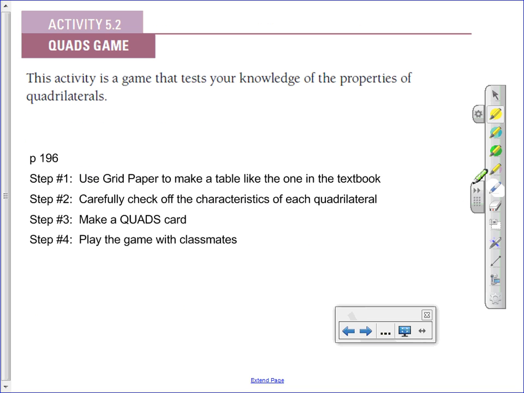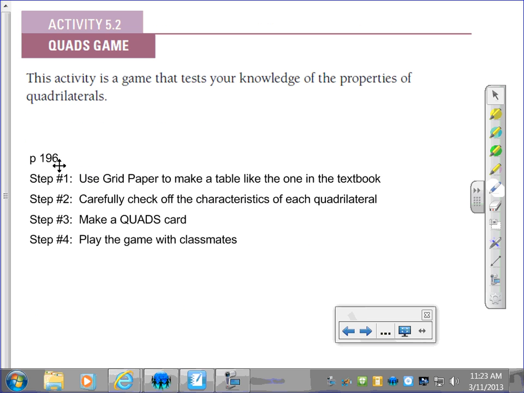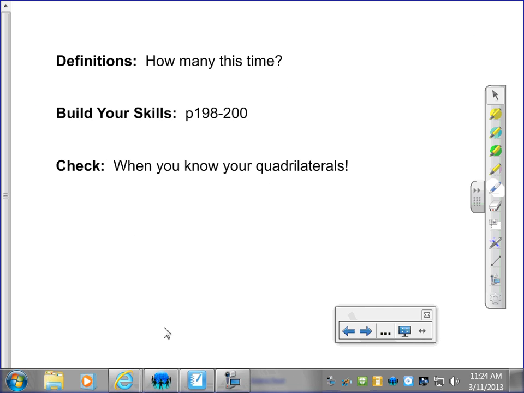So one of the activities you're going to do is, starting on page 196, there's a game that you're going to play, and in order for you to play the game, you're first going to have to make a table that helps you to check off checklists, or characteristics, pardon me, for each of the quadrilaterals. And then you're going to make these quad cards, and you'll play the game with your classmates. Now that is assuming that there are classmates at the same place as you. If not, you may have to go on to the assignment, which is on page 198, master the assignment, and then maybe go back and play the game as a way to review.